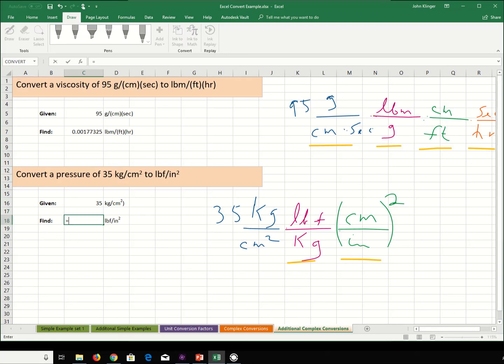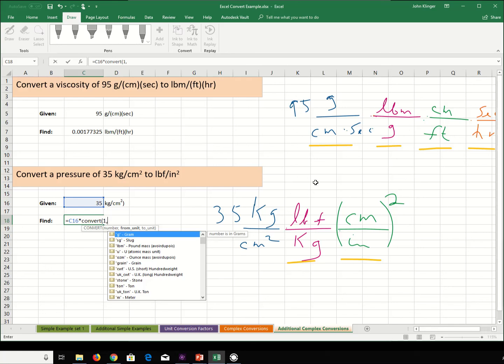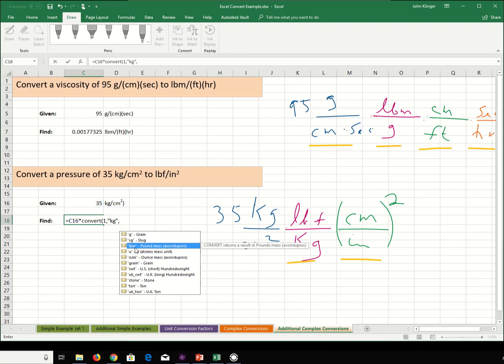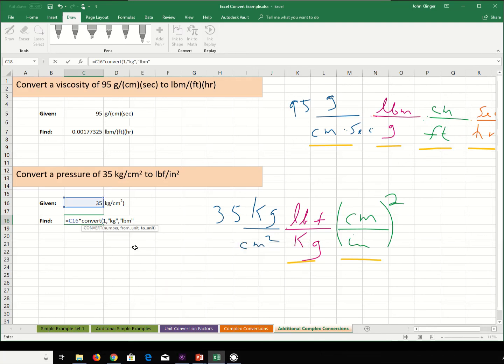So we're going to start out with equals again. We're going to pick this cell and multiply it times convert and 1 comma, and if we look at our pink one, our denominator is first, right? So kilograms. And we're going to pound force, or pound mass, I'm sorry, it should be pound mass. If it said pound force, it really should be pound mass, because grams are mass.